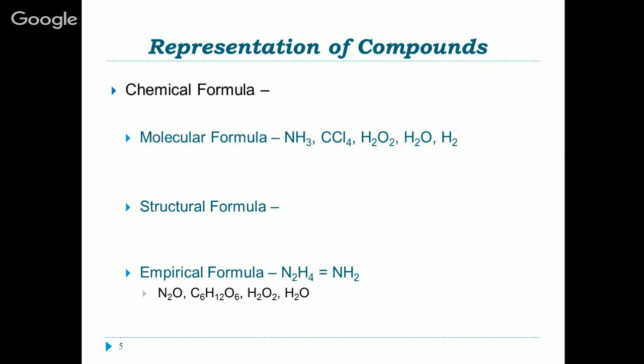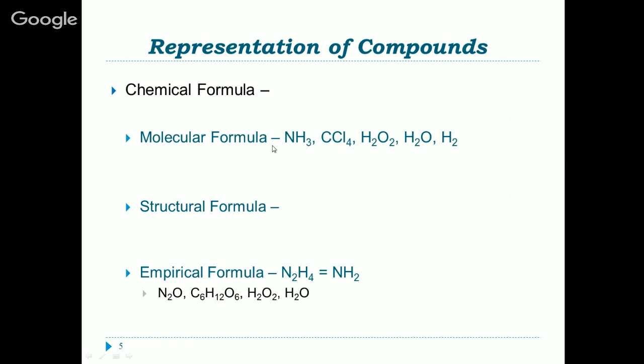So how do we represent compounds? Well, first of all, we have a chemical formula, and any chemical formula is going to give you the number and the type of elements that are present. So we have, for example, down here, 1 nitrogen atom, 3 hydrogen atoms. This is a chemical formula, 1 carbon, 4 chlorine atoms for this compound.